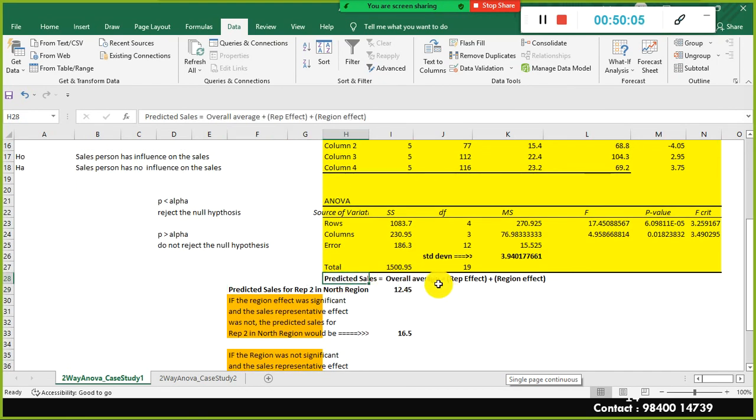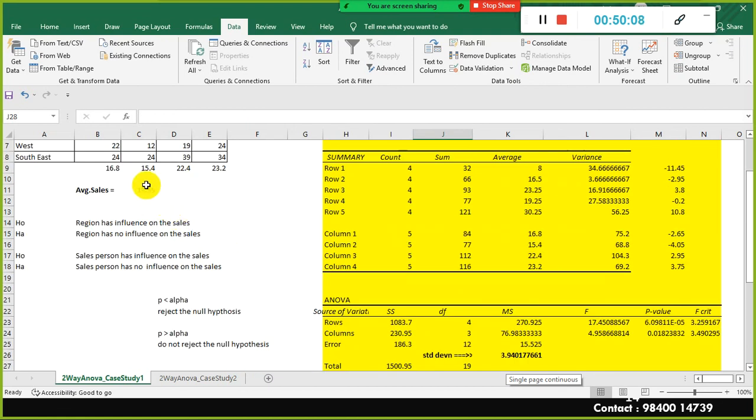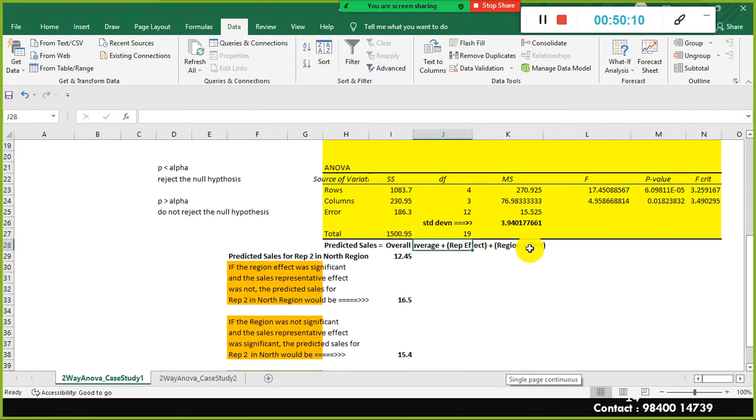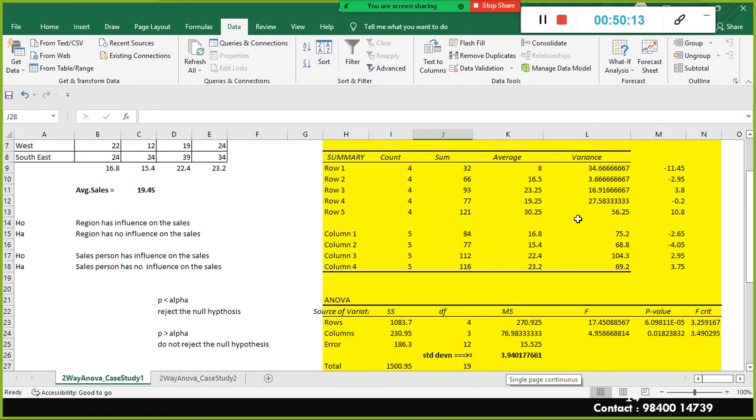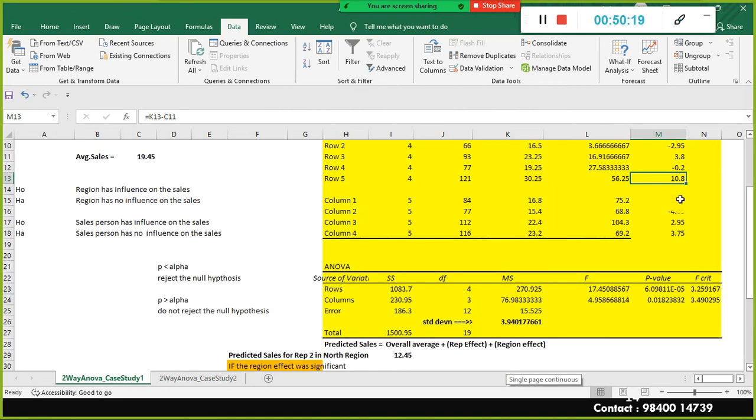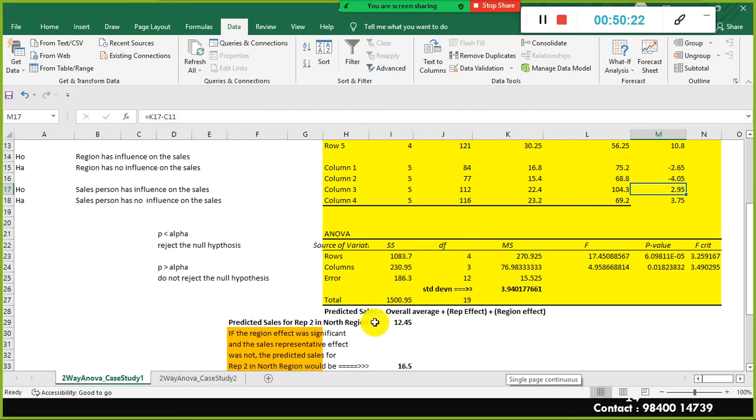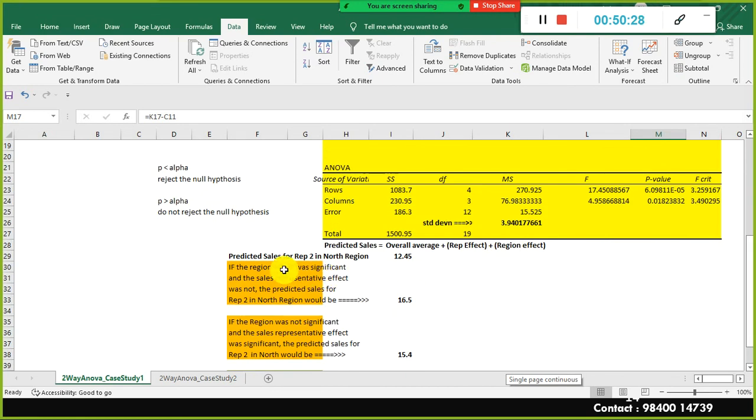So here I have predicted sales equal to, this is the formula we use, overall average, which is 19.45, plus the region effect. This is my region effect, already computed, and this is my rep effect, already computed. So the formula to get the predicted sales is overall average plus rep effect plus region effect. If I ask you a specific question, what is the predicted sales for rep 2 in the north region? What is the overall average? 19.45.